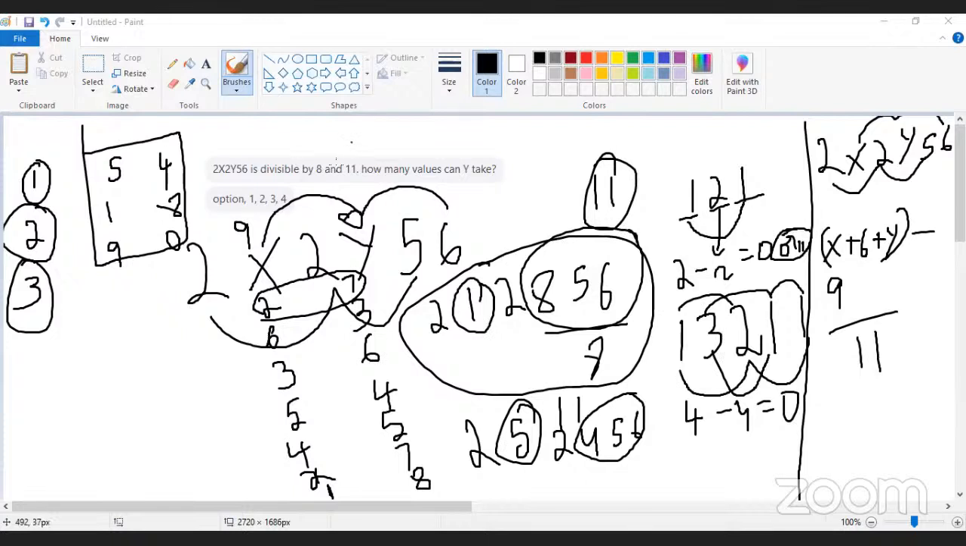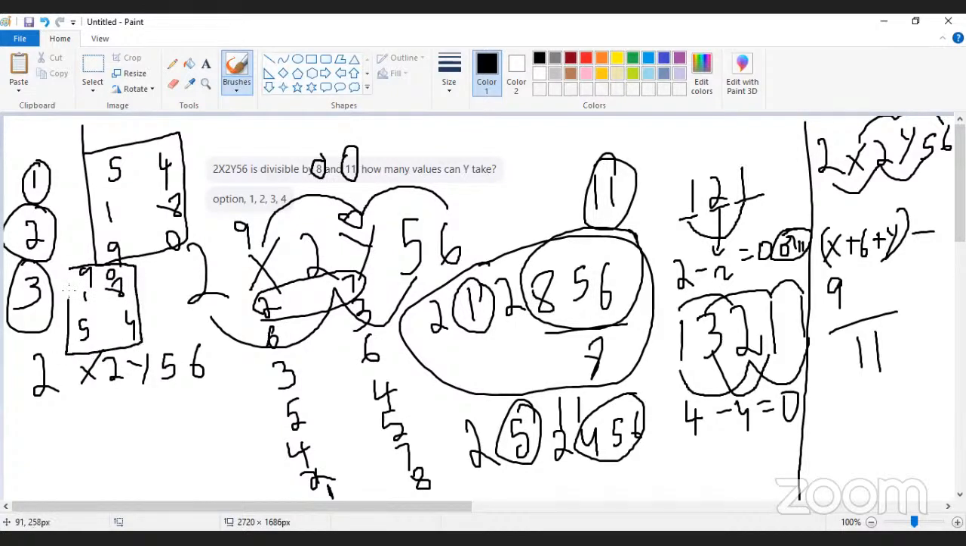Okay. So I will take the divisibility rule of 9 and 11. Both should match up. So in the place of x and y, I can have only these numbers, so that 2x, 2y, 5, 6 will be divisible by 9 and 11. I have 5 and 4 as the option, 1 and 8 as the option, 9 and 0 as the option. Apart from these numbers, I cannot put any other number. So I have 3 options left. Out of this, what is the maximum possibilities of values I can have? I can have 3 values at the place of y.